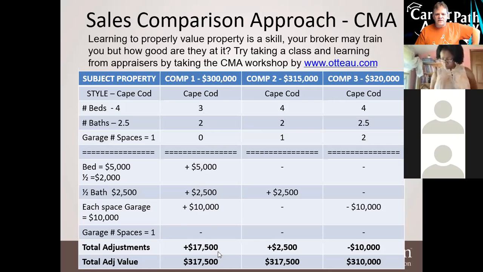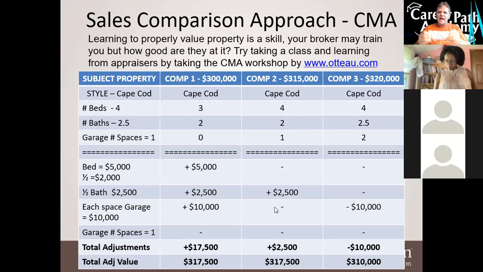So $17,500 we're going to add to its overall, and here's the adjusted total value, $317,500. Now we're going to do the same thing for comparable 2. What's the difference here? It's 4 bedrooms, so is the subject property. It's 2 bedrooms, 2 bathrooms, so it's only missing a half bath. That's the only difference. And how much is the half bath worth?